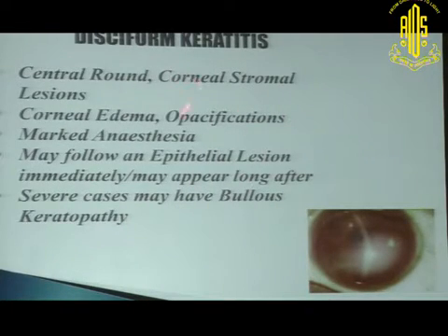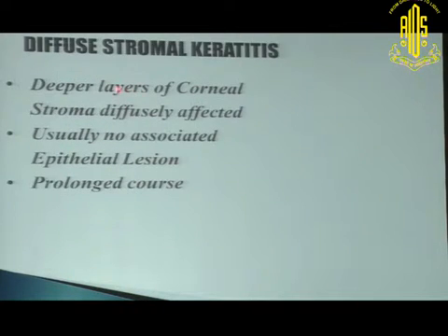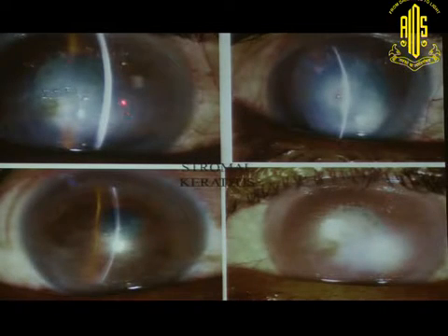A typical disciform keratitis comes as a central round corneal stromal lesion with corneal edema, and at times residents diagnose it as a corneal opacity, though it is a white eye. A diffuse stromal keratitis is when the deeper layers of the corneal stroma are diffusely affected without any epithelial lesion. These are pictures of our patients who get recurrent keratitis: this area is healed, this is healed, but if you look at the slit, you can see a fusiform thing over there. So this is a recurrent keratitis in the form of a stromal keratitis.